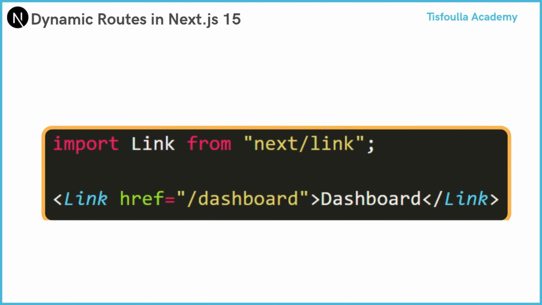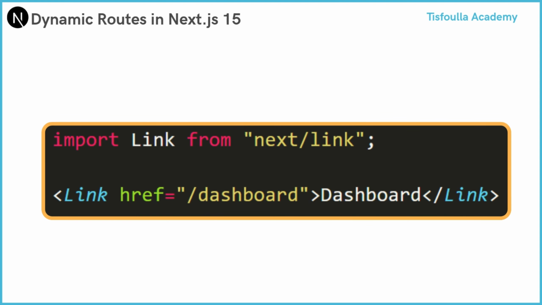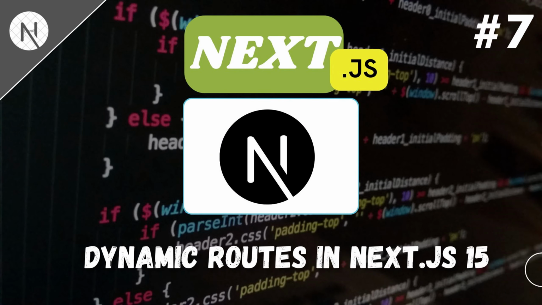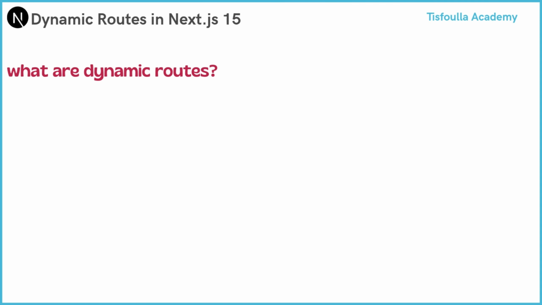In the previous video, we learned how to link between pages using the NextLink component for smooth client-side navigation. In this video, we are going to explore dynamic routes. Dynamic routes allow us to create pages that change based on the URL, which is very useful for apps with multiple items like blog posts, products, or user profiles. So what are dynamic routes?